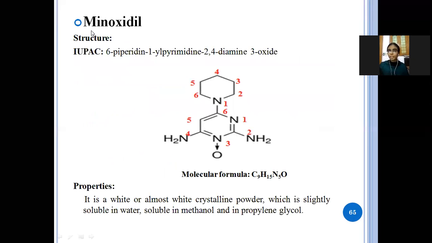The next drug is minoxidil. This is the structure of minoxidil, and the IUPAC name is 6-piperidinyl-pyrimidine-2,4-diamine 3-oxide. This is the structure of the pyrimidine: two nitrogen atoms in a six-membered ring, so it is a pyrimidine. In the second and fourth positions an amine group is there. How many are there? Two, so it is a diamine.